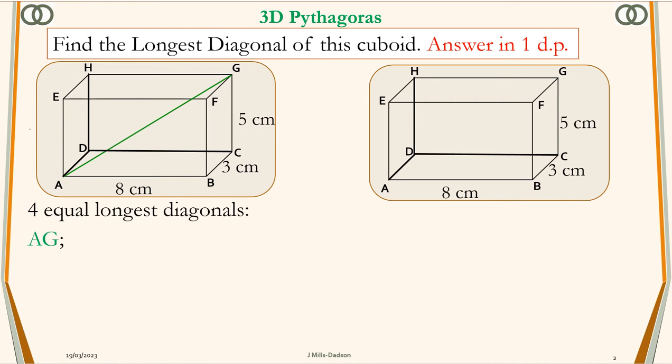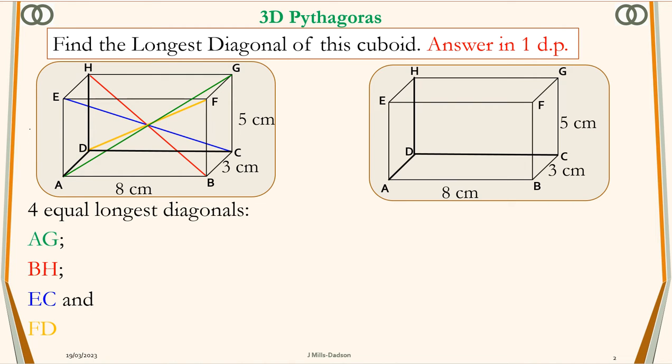There are 4 equal longest diagonals. The first one is line AG. BH is also one of them. EC is also a longest diagonal. Can you find the 4th one? FD is also a longest diagonal.